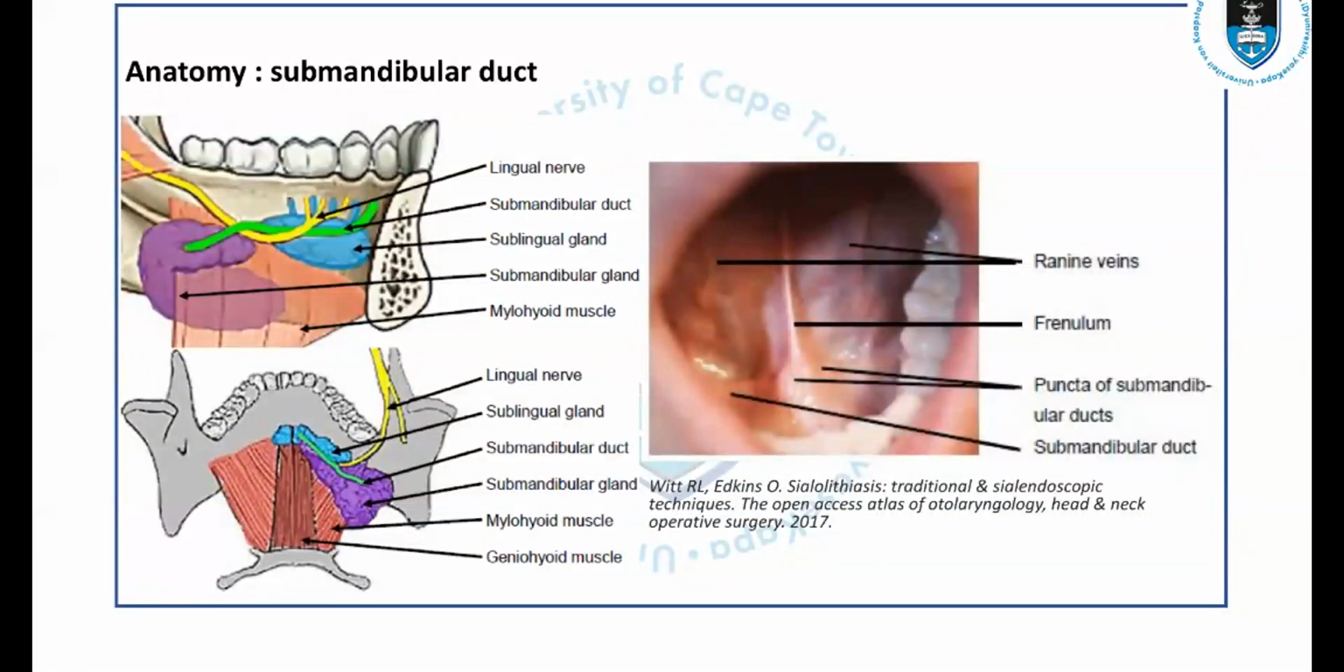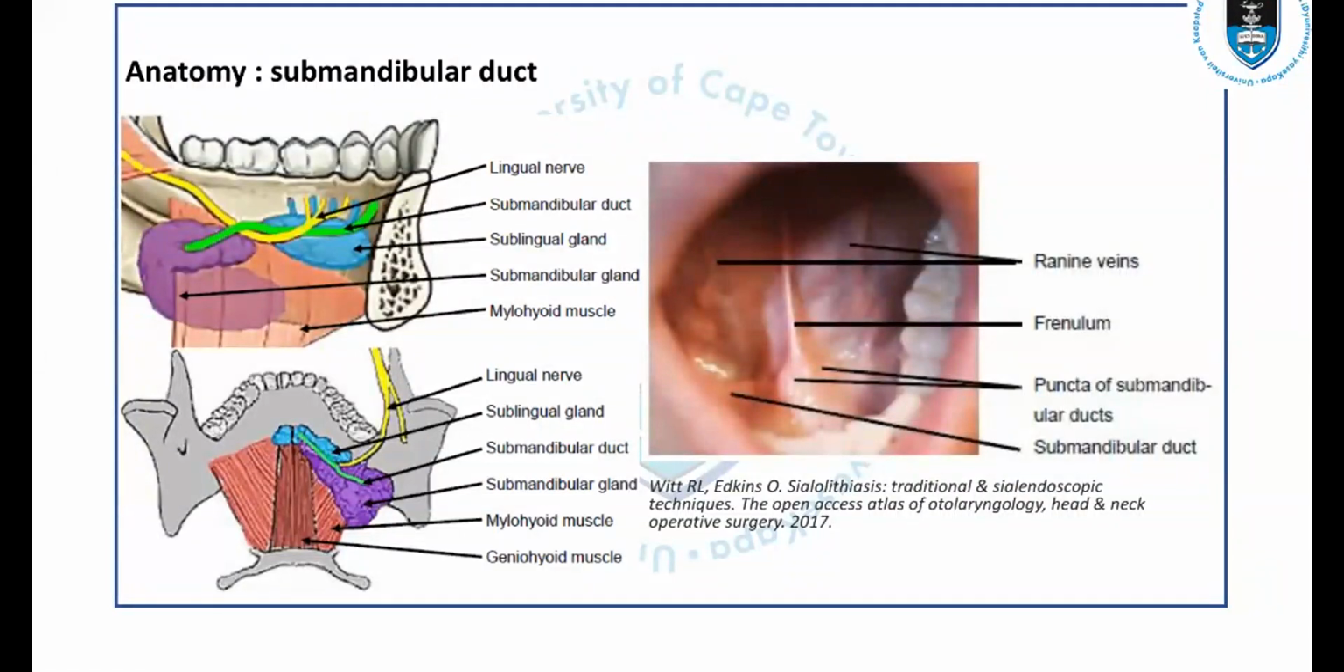And once in the vicinity of the floor of the mouth, the duct continues its path medial to the sublingual gland and superior to the hypoglossal nerve. The duct passes over and then inferior to the lingual nerve. And the trajectory finally ends when the duct emerges on the sublingual papilla next to the frenulum of the tongue, approximately 1 centimeter behind the inferior incisors.